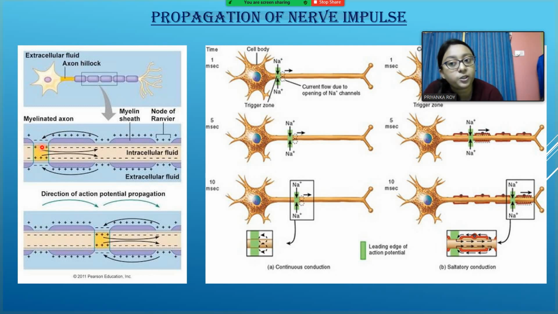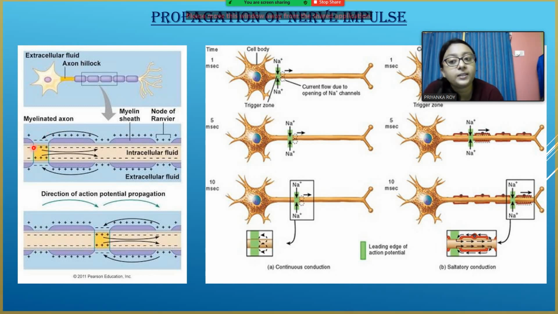So the action potential has already been generated. So this node is the active node. From here the signal will be transmitted onto the next node.